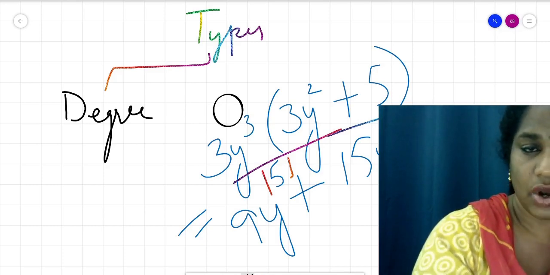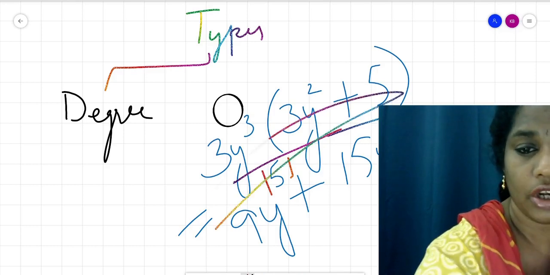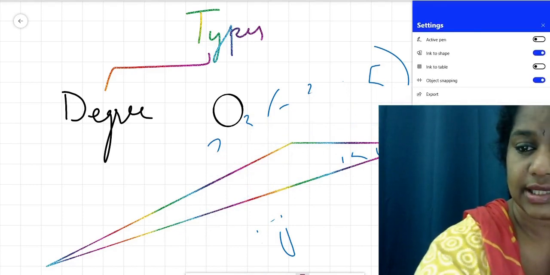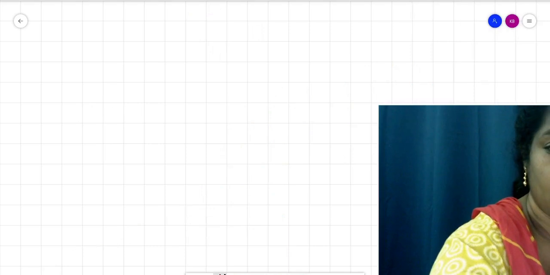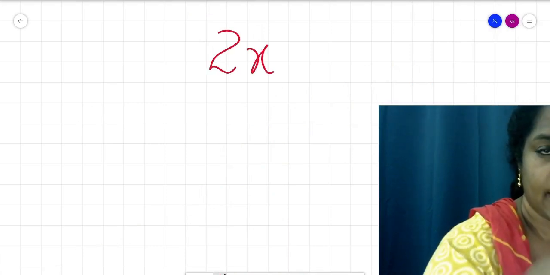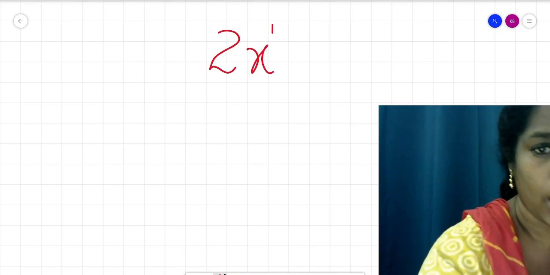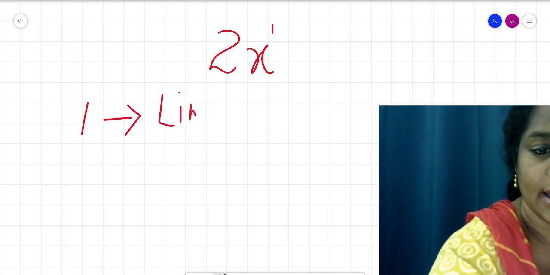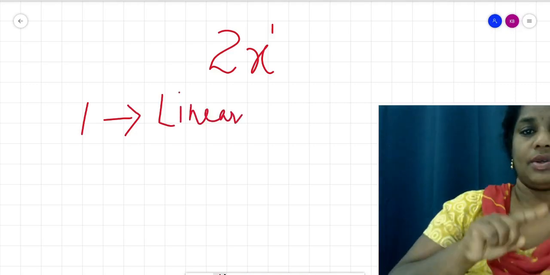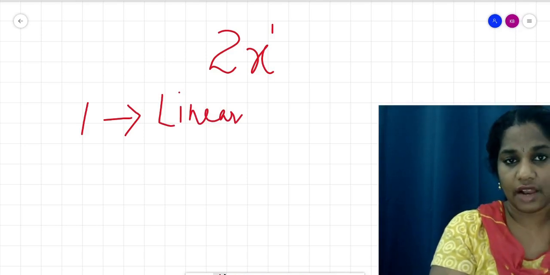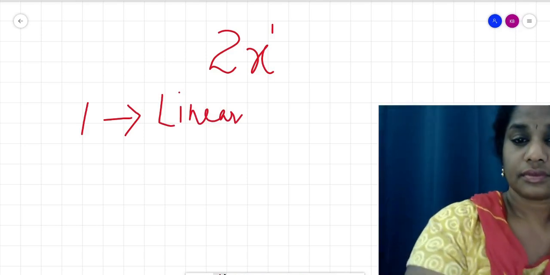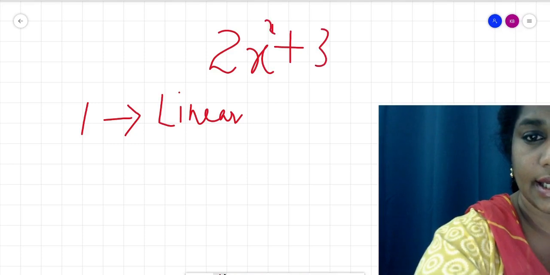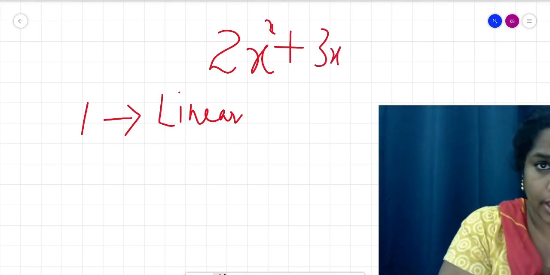Clear? So based on the degree, if the degree of your polynomial is 1, how do you find out that? Let us see. My polynomial is 2x. What is the degree? 1. If the degree is 1, the type of polynomial is a linear polynomial. Straight. Next year you will have graphs to draw based on all this. Then if it is 2x raised to 2 plus 3x, what is the degree of the polynomial?